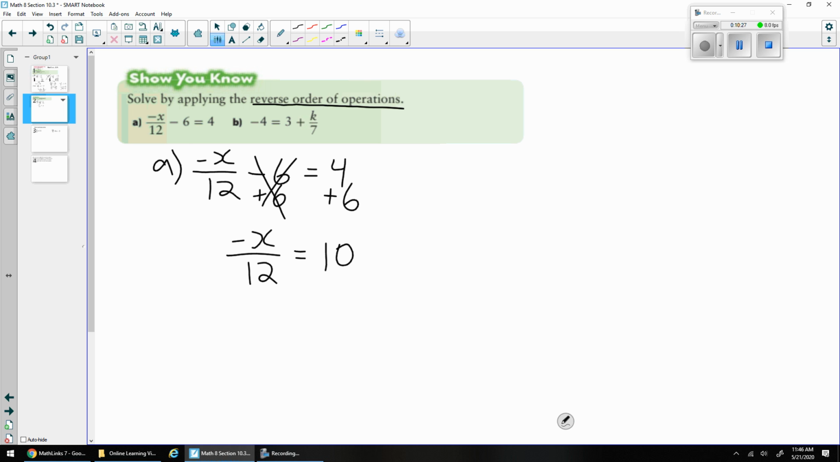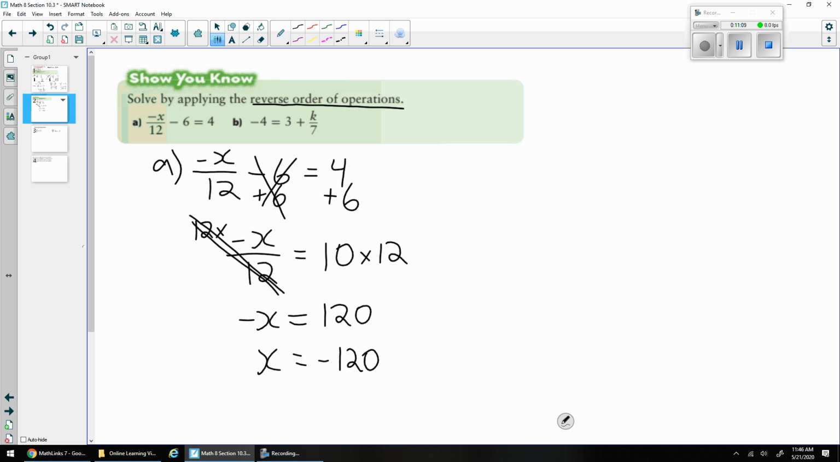I now want to get this x all by itself. It's being divided by 12, so I'm going to multiply it by 12 and multiply this side by 12. So do the same thing to both sides, which is the opposite of what was being done to x. So the 12 times the x divided by 12 cancels out because 12 divided by 12 is 1. And I'm left with negative x is equal to 10 times 12, which is 120. So if negative x is equal to 120, then x without that negative would be equal to negative 120.